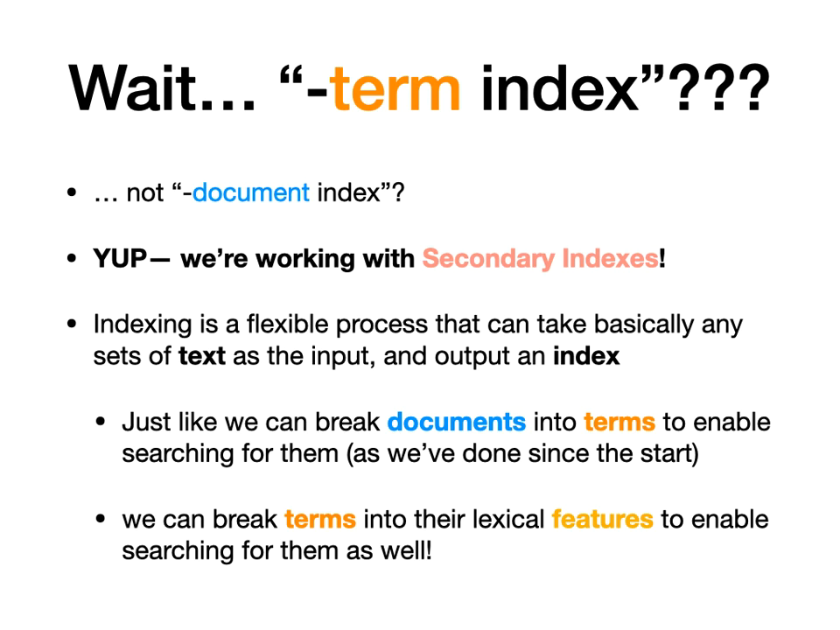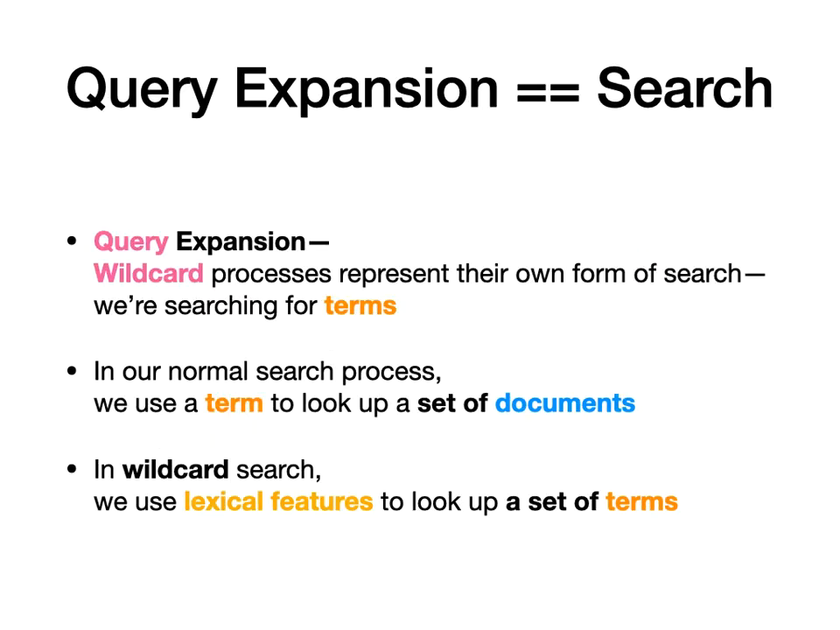So wildcards, or all term expansion processes, are themselves a kind of search. Anytime we are trying to expand our queries, we're saying, take this term and go find other terms. That sounds familiar, doesn't it? It's exactly what we've been doing so far, just using terms to find documents. So this is its own kind of search, and we're trying to find terms.